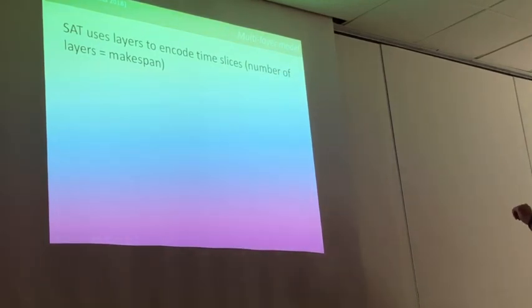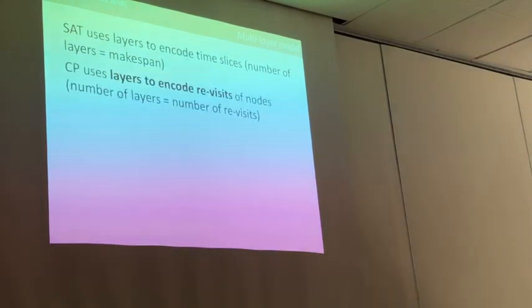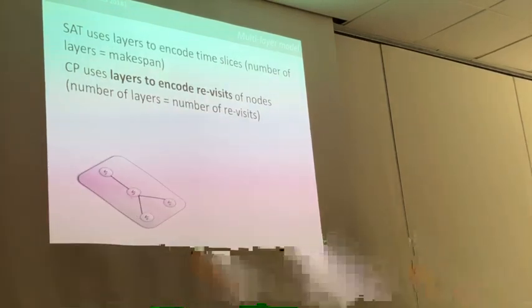And the idea is that in SAT, the layered graph corresponds to time slices. And we propose in CP to also use a layered model, but now the layers correspond not to time slices, but to revisits. Each time we need to go back to some node, we need one more layer so we can go back. So now we have a bigger graph and we never go back in that bigger graph because the same node appears at several locations. Okay? Let me show what I mean.